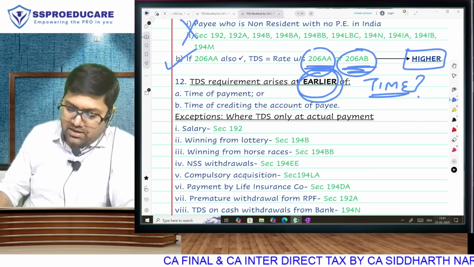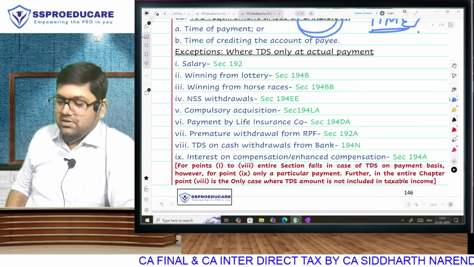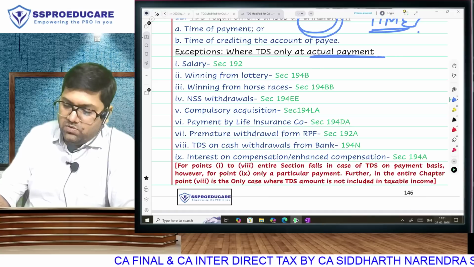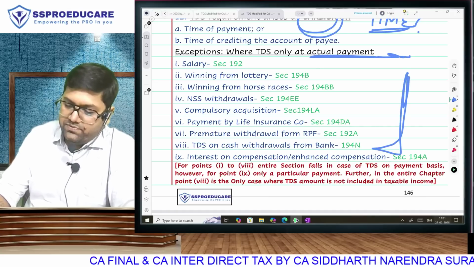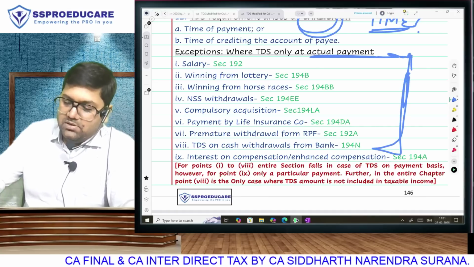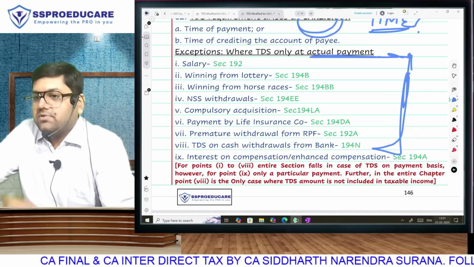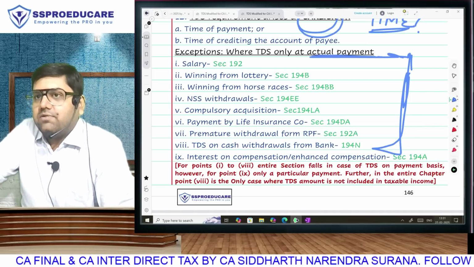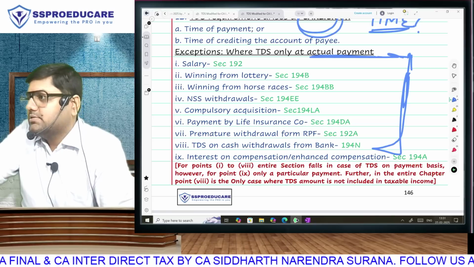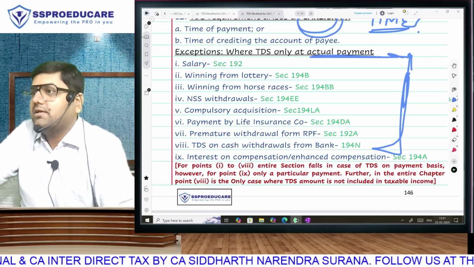However, there are 9 cases in the chapter where TDS will come only and only at the time of actual payment. Only and only at the time of actual payment. There won't be any TDS in crediting the account.